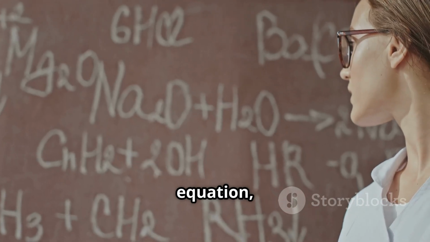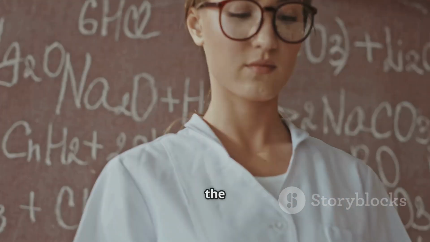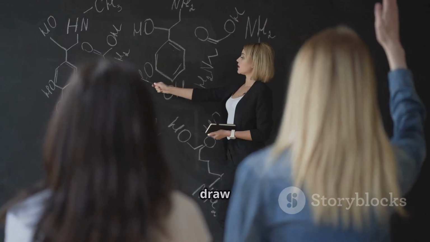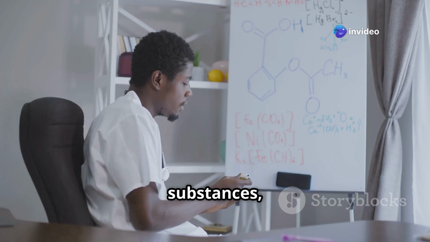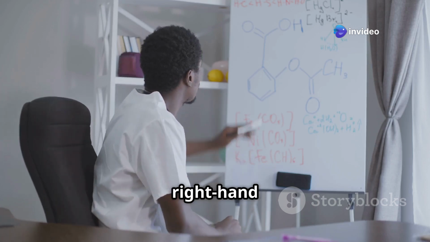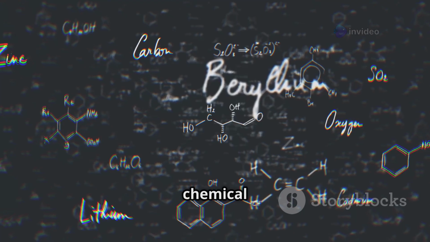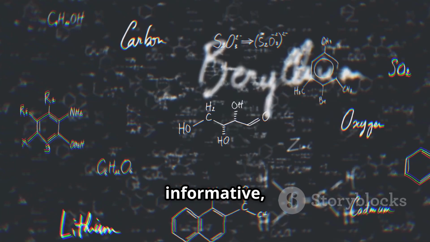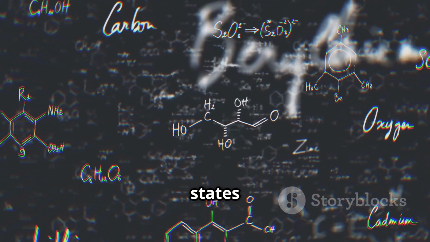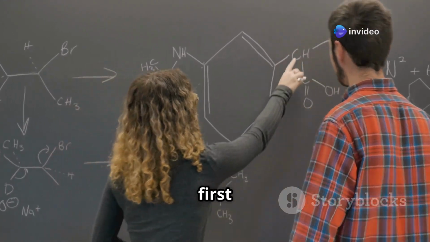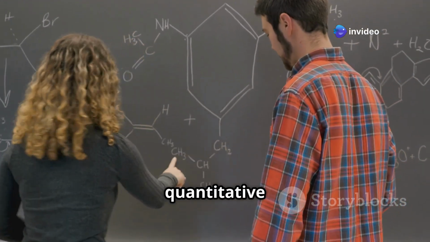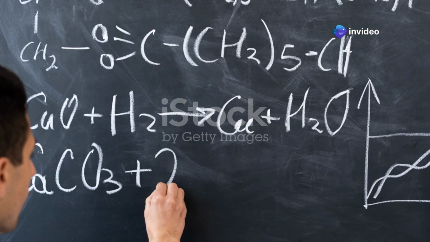In a chemical equation, the reactants are always written on the left-hand side. Then, we draw an arrow, pointing from left to right. The new substances, the products, are written on the right-hand side of this arrow. To make our chemical equations even more informative, we often include the physical states of the reactants and products. Writing these equations is the first step towards understanding the quantitative aspects of chemistry.